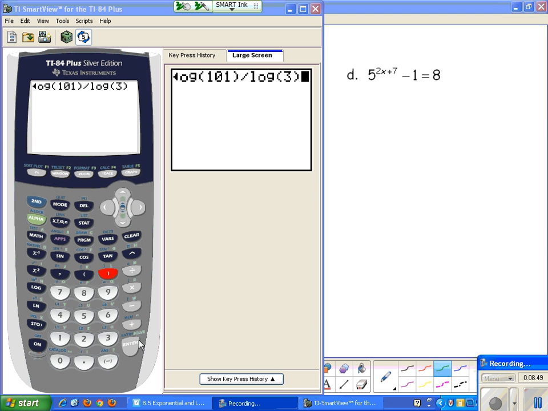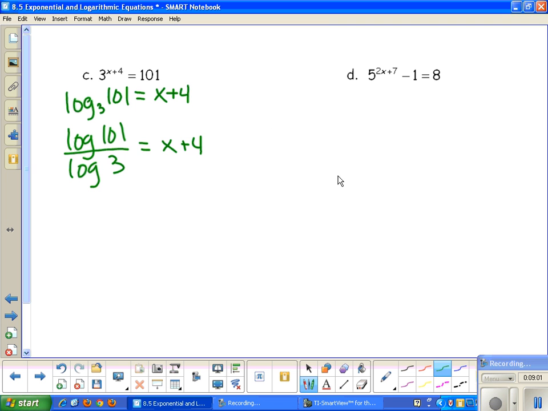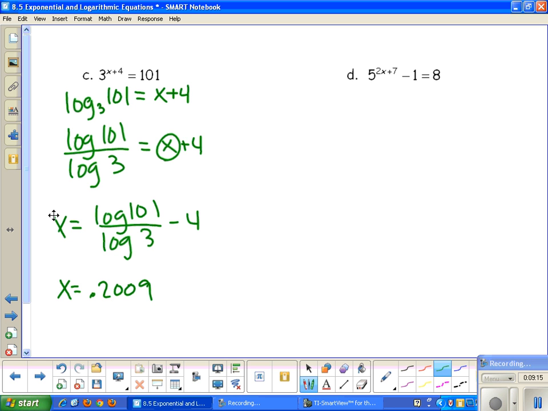So in my calculator, I'd plug in the log of 101 divided by the log of 3, enter. And then I'm going to subtract 4 for my answer because it equals x plus 4. So subtract 4 and you get 0.2009, rounding the last digit up to 9. So again, x is equal to the log of 101 divided by the log of 3, minus 4, because we wanted to get x by itself. So x was equal to 0.2009. And of course, you could always check your answer using your calculator, doing 3 to the answer plus 4, and you should get 101.